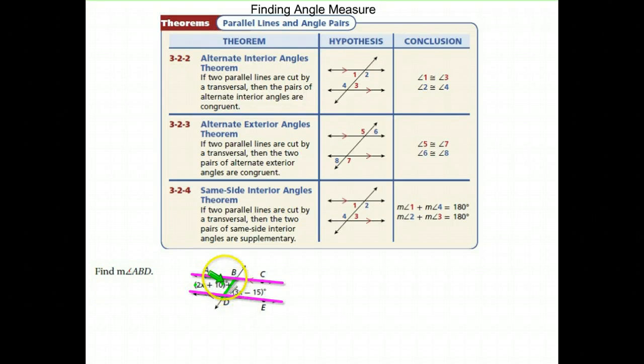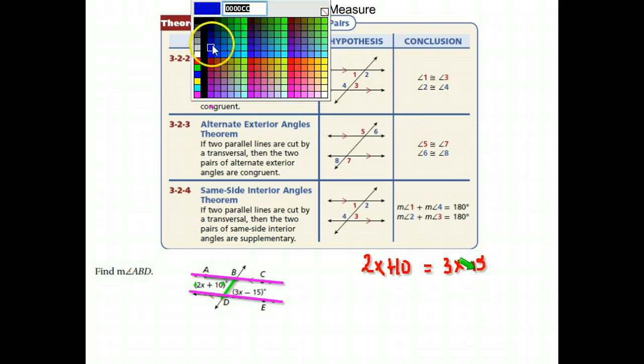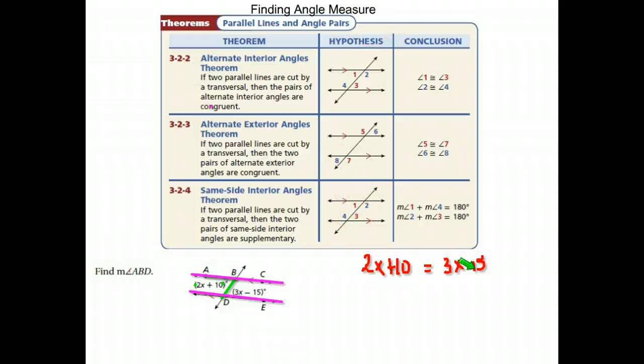Well, notice this one's to the left of the line, this one is to the right of the line. So I know that they are alternate interior, and alternate interior angles are congruent. So congruent means equal. So I can set them equal. 2x plus 10 should equal 3x minus 15. And now all I have to do is solve to find x and plug it back into my angle.